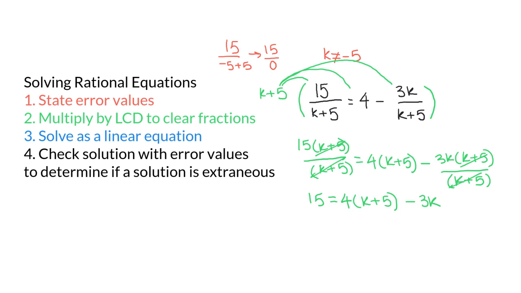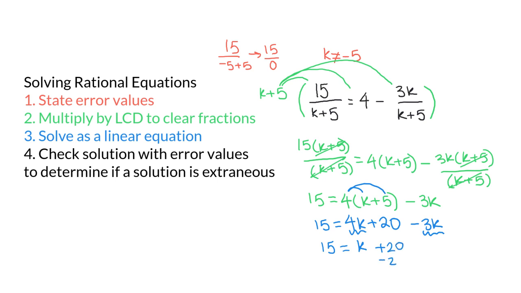So that's step 3, solve the linear equation. First we distribute. So 4k plus 20, and we distribute to these parentheses, and then rewrite everything else. 15 equals 4k plus 20 minus 3k. Next step when solving linear equations is to combine like terms. On the right-hand side, we can combine 4k minus 3k to get 1k, or just k. Then we have 15 equals k plus 20.